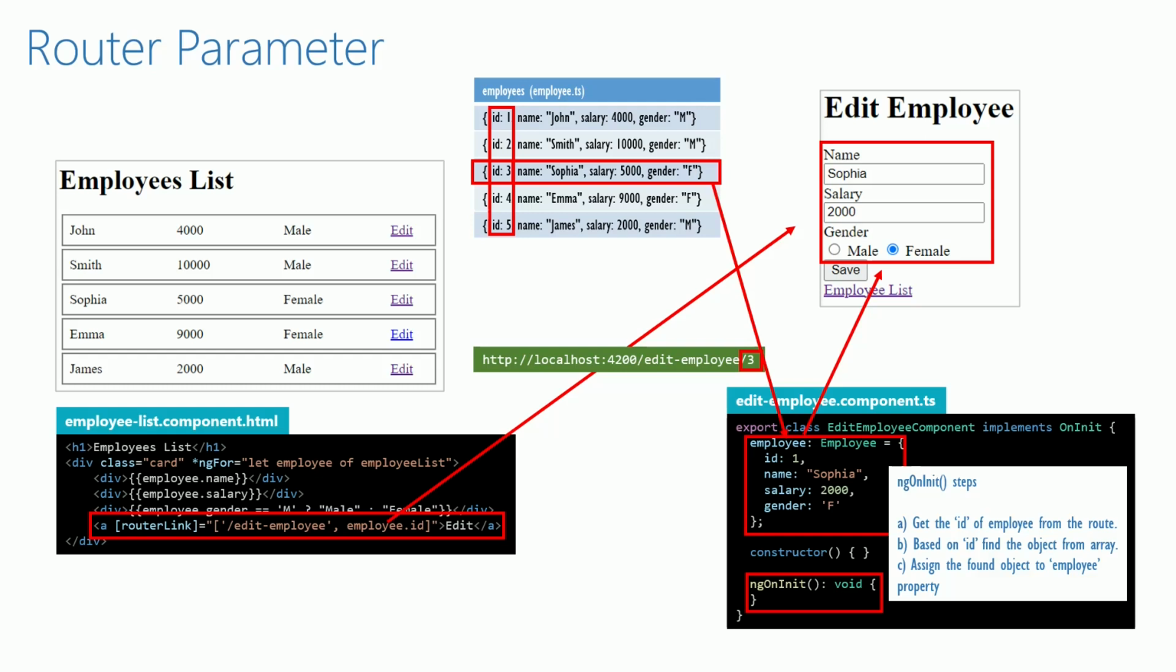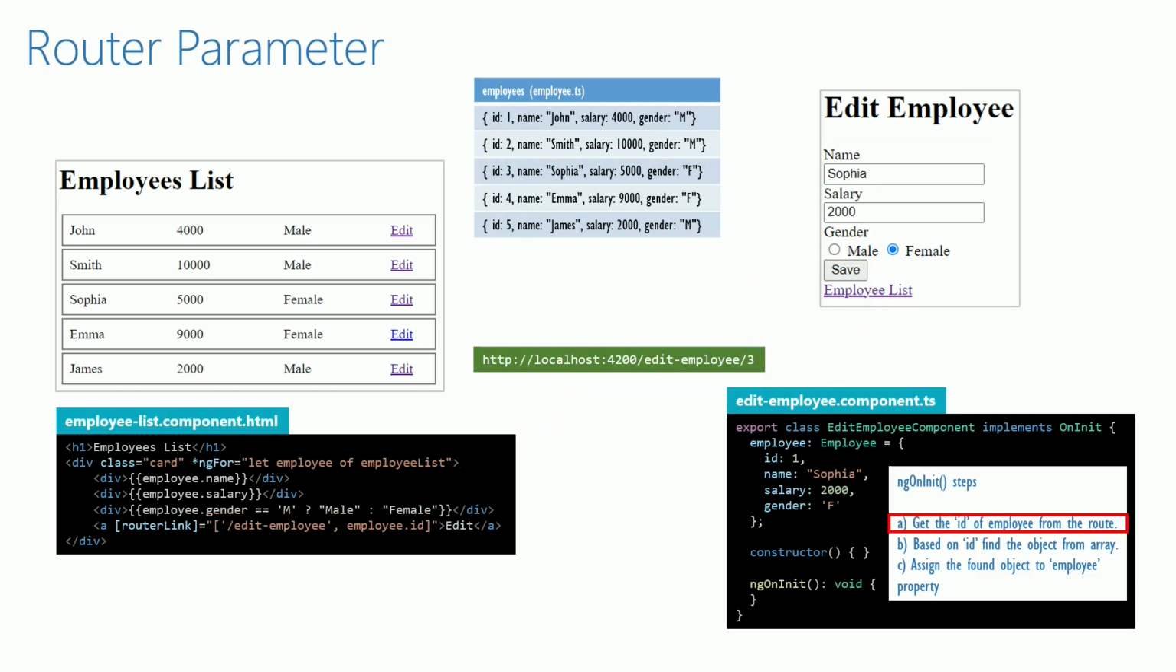Hope this clarifies the steps to dynamically display the employee data. Let us look into the first step on how to get the employee ID. Whenever a user clicks on a route, Angular internally creates an object called ActivatedRoute. We can get the route parameter value using this object.